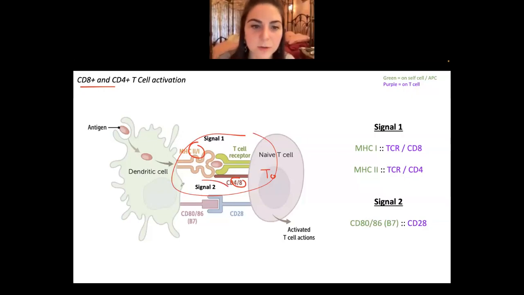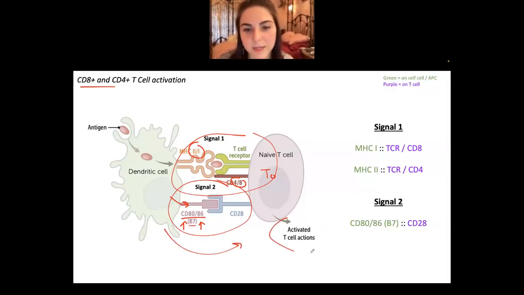And then signal 2, oh yeah, CD80, 86 as well. All right, so CD80, 86, which is B7, and CD28. These are going to interact. Again, this is only upregulated when there's an infection. It probably has something to do with when it processes antigen and puts it on its surface. It probably triggers it to upregulate this co-stimulatory signal. And then from here, there would be the release of cytokines to tell this T cell what type of T cell to turn into.